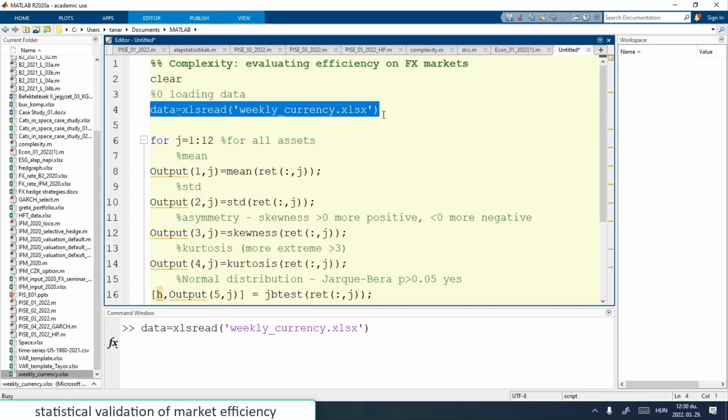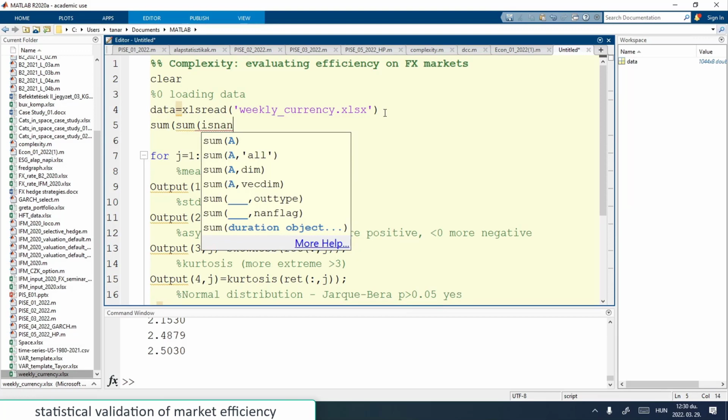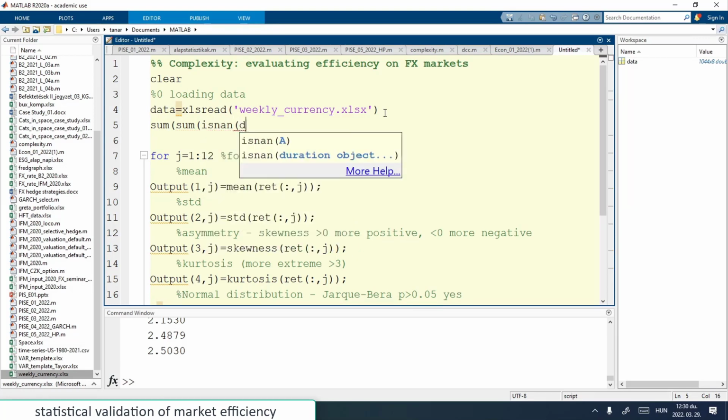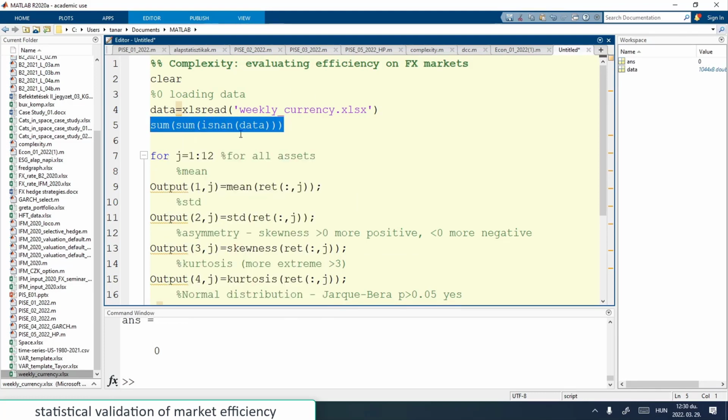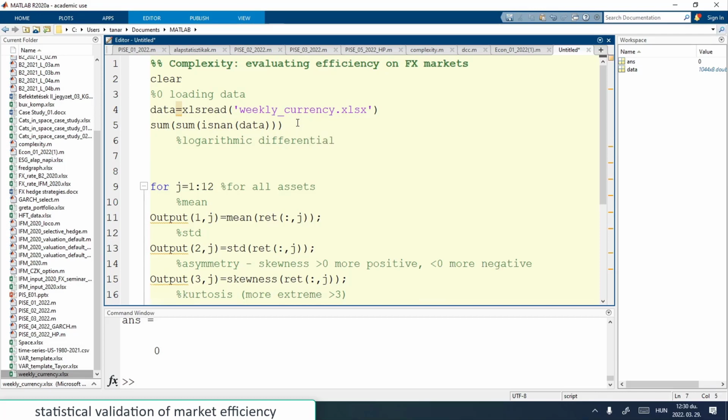So we are reading in the data, hopefully there is not much missing, or none. I'm checking with the isnan function, which looks for missing data, and I can see that there are no problems. Then we can compute the logarithmic differential. The logarithmic differential is actually what we always refer to as returns.